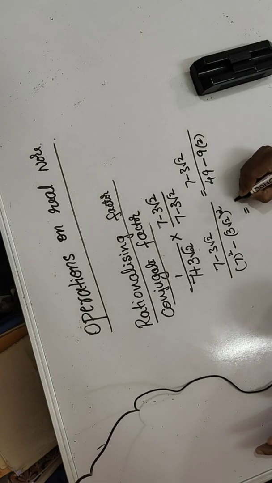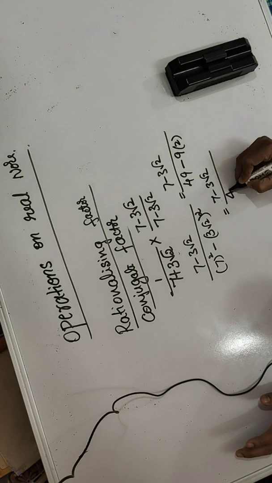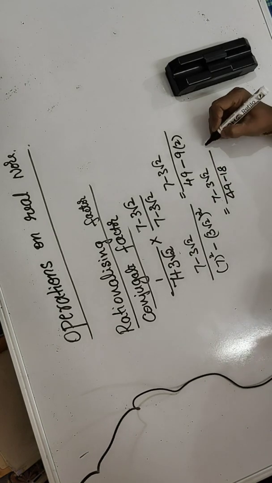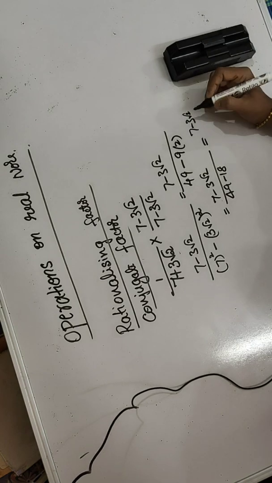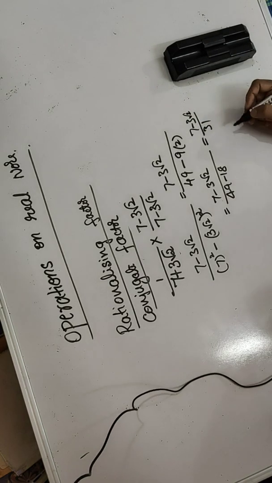Now it becomes 7 minus 3 root 2. 49 minus 18. How much? 7 minus 3 root 2. This is the 31 comes. Understood?